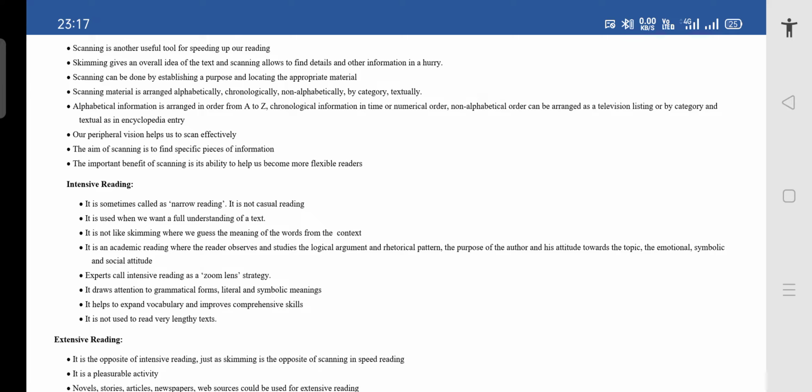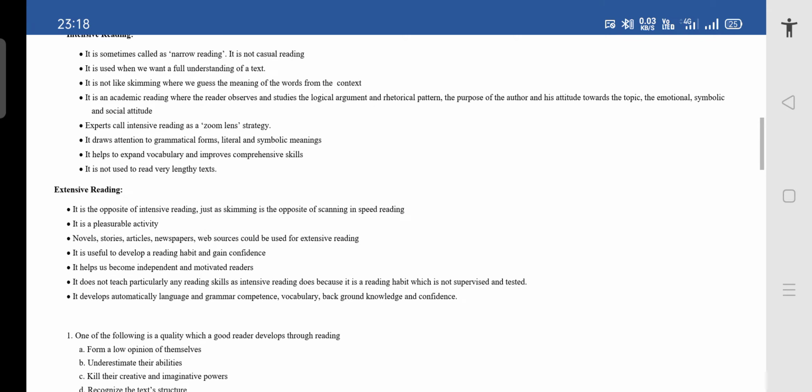It is an academic reading where the reader observes and studies the logical argument and rhetorical pattern, the purpose of the author, and his attitude towards the topic, the emotional, symbolic, and social attitude. Experts call intensive reading a zoom lens strategy. It draws attention to grammatical forms, literal and symbolic meanings. It helps to expand vocabulary and improves comprehension skills. It is not used to read very lengthy text.